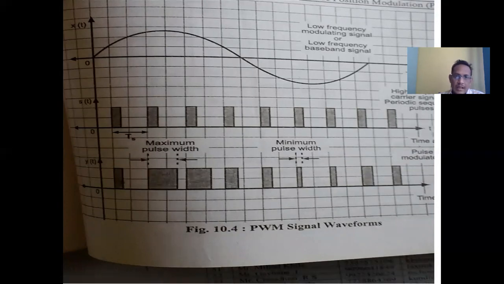This concept is exactly identical with respect to frequency modulation. If you recall, in case of frequency modulation, maximum amplitude can generate the maximum frequency deviation, while in case of the minimum amplitude, it will generate a minimum frequency deviation. While in case of pulse width modulation, maximum amplitude, maximum width, minimum amplitude, minimum width. So this is the basic difference between the pulse width modulation and the frequency modulation.